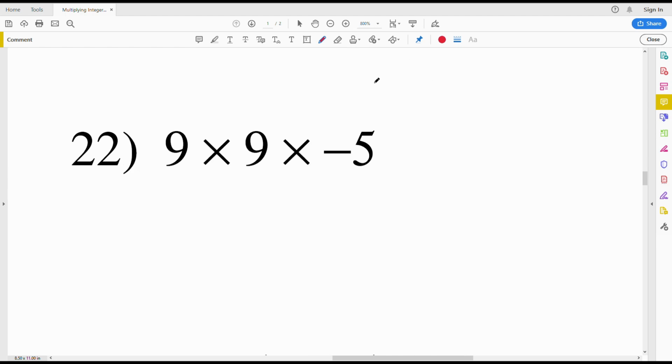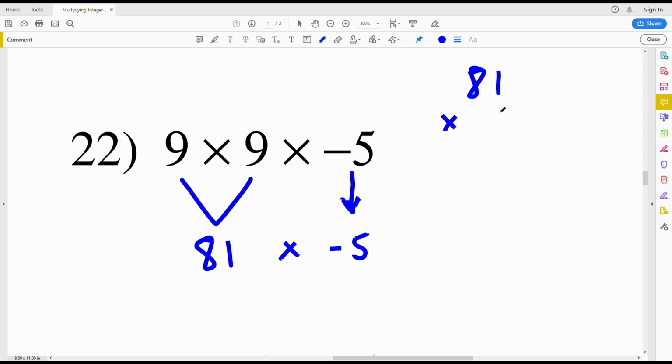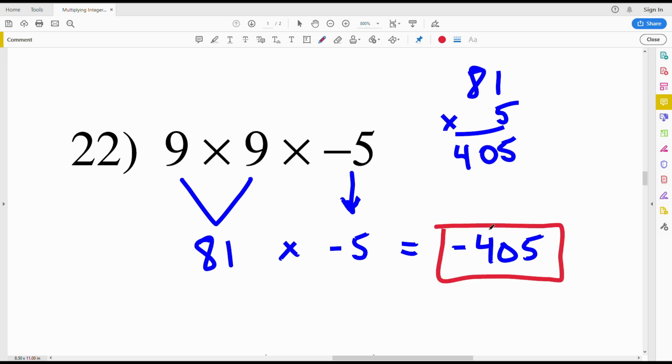In number 22, I have a positive times a positive, which will result in a positive, and then I'm multiplying that by a negative, so my solution will be negative. Let's just do out the math. 9 times 9 is 81, so I have 81 times negative 5. And 81 times the negative 5, if you need to see that vertically, 81 times 5, 1 times 5 is 5, 8 times 5 is 40. So negative 405 is my solution in number 22, because a positive times a negative results in a negative.